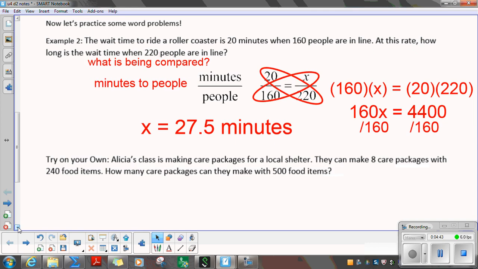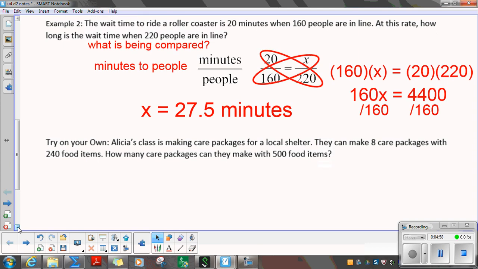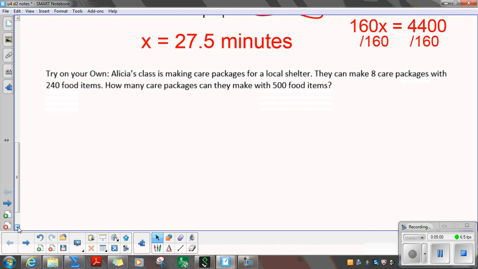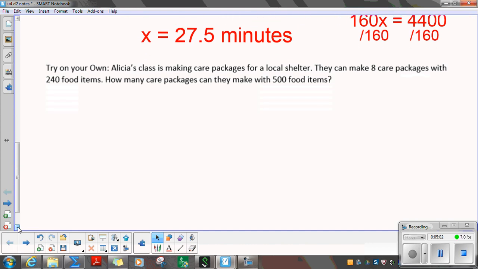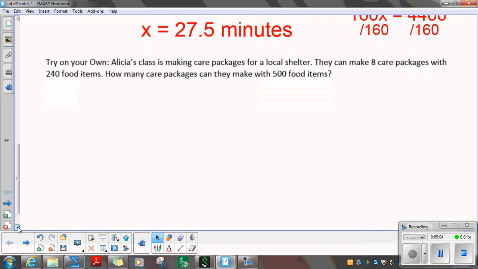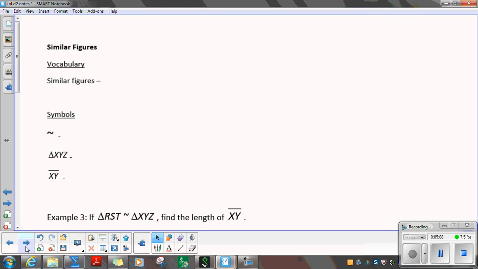Okay, so you're going to go ahead and try this one on your own. Do the exact same thing. Start with figuring out what you're comparing. Create a ratio. Then create your proportion using that ratio. Okay, and then you just have to solve it. Now remember, if you have any questions on these try on your own, write them down. We will be going over the answers in class together, so no worries. Alright? Okay. Moving on to similar figures.